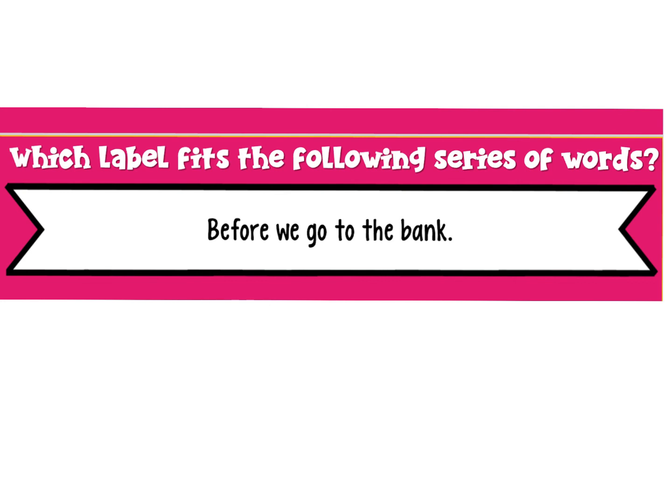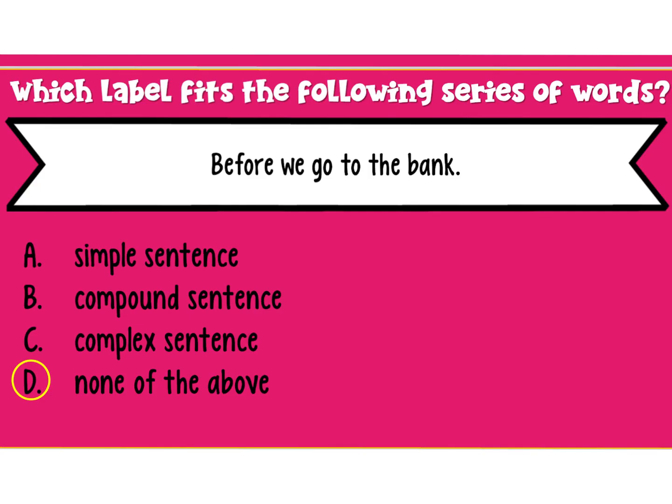Okay, great. You made it to the last one. Which label fits the following group of words? Before we go to the bank. Is this a simple sentence, compound sentence, complex sentence, or none of the above? If you said none of the above, awesome job, because all this is a dependent clause. It has a subordinating conjunction at the beginning, before. That makes it a dependent clause. Before we go to the bank cannot stand alone. So it is not a simple sentence, it's not a compound sentence, it's not a complex sentence. It's just a dependent clause that cannot stand alone.